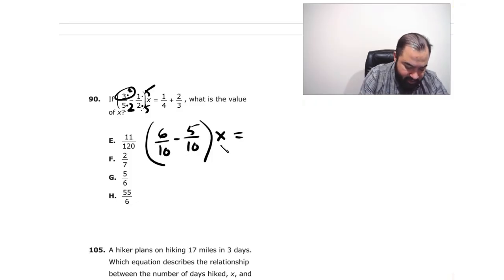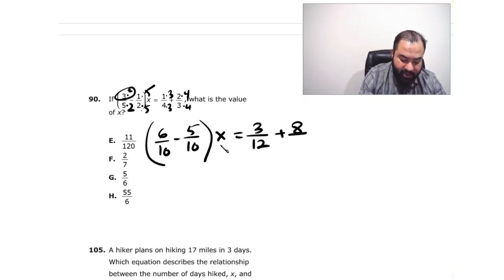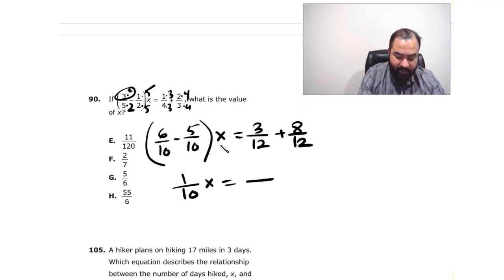On the other side, you see here I'm adding the fractions. I want the denominators to be the same, 4 and 3. So multiply this by 3, 3, and this by 4, 4. So what do we get? 3 over 12 plus 8 over 12. So if we subtract, 1/10 x is equal to 8 plus 3, which is 11 over 12.